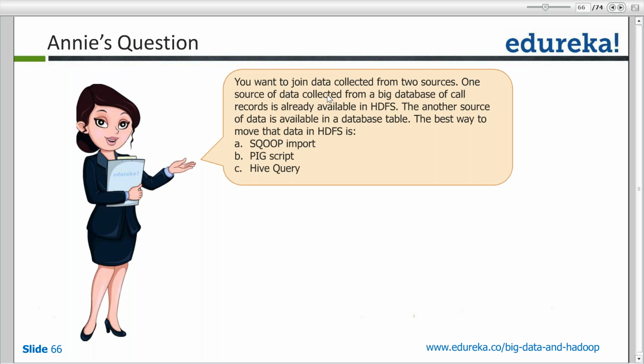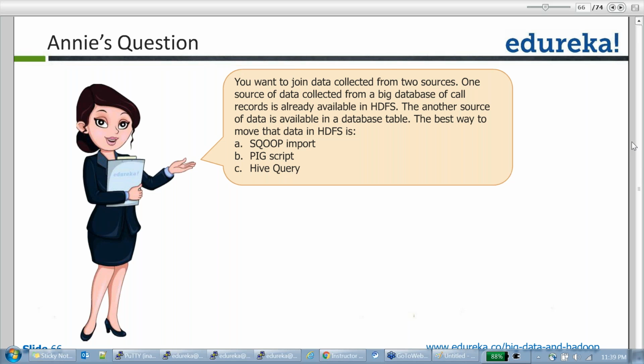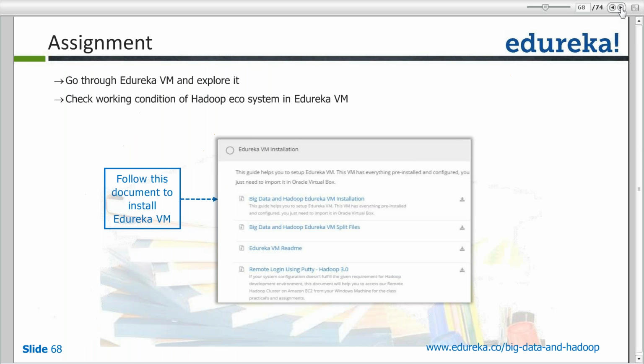You want to join data collected from two sources. One source, a database of call records, is already available in HDFS. The other source of data is available in a database table. The best way to move this data into HDFS is Scoop, Pig, or Hive. Here the answer is Scoop, because we are dealing with a database, moving from database to HDFS, so we use Scoop.